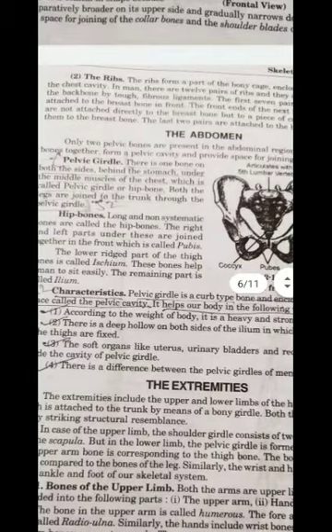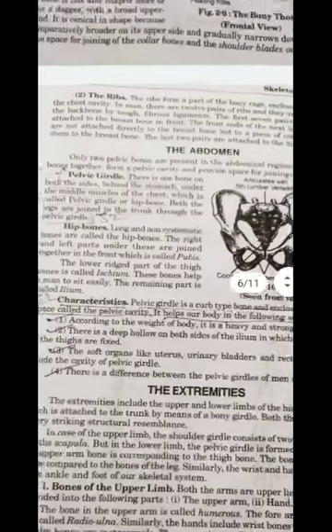The difference between the pelvic girdle of men and women: the pelvic girdles of men and women have slight differences.